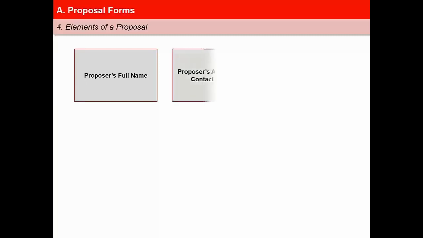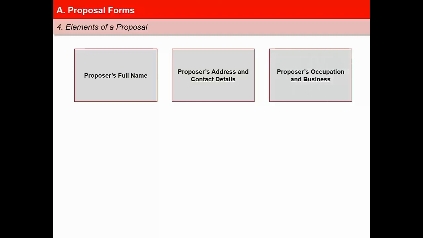Now let us discuss the elements of a proposal. First, proposer's full name. Second, proposer's address and contact details. Third, proposer's profession, occupation, or business. In some cases like health and personal accident insurance, the proposer's profession, occupation, or business are of importance as they could have a material bearing on the risk.